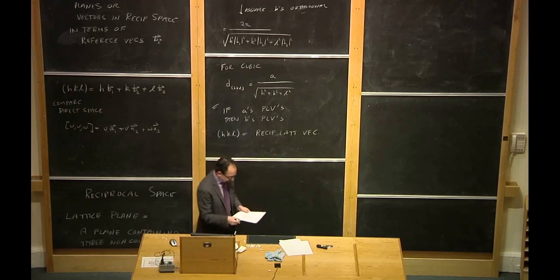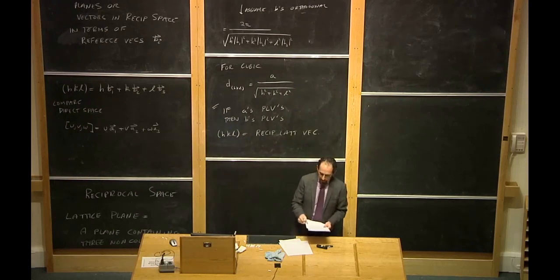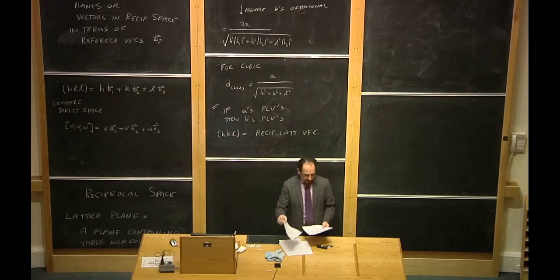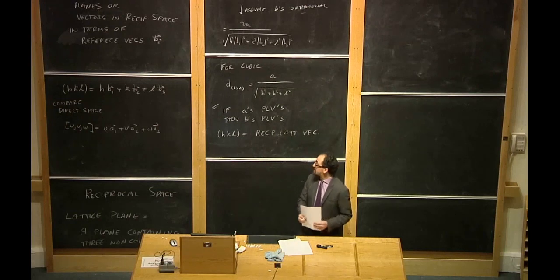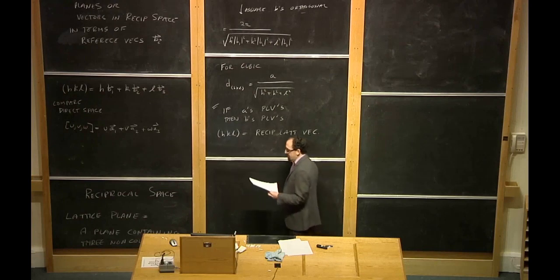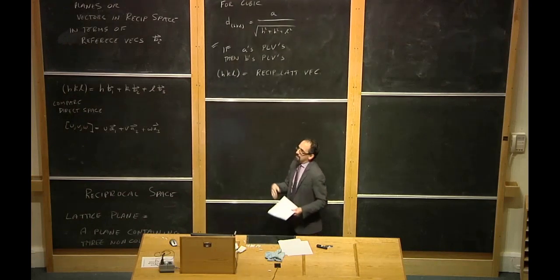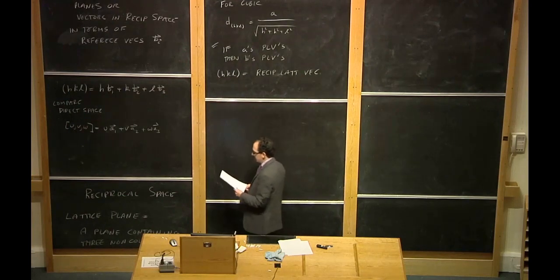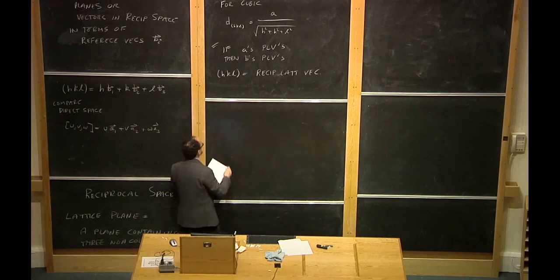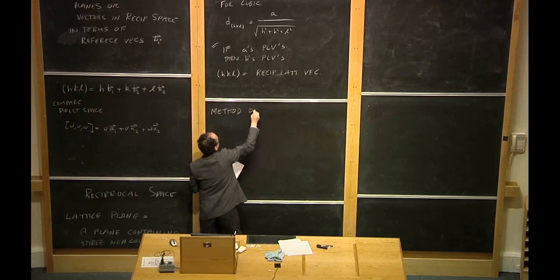Okay? All right. So supposing someone hands you a set of planes and asks you for the Miller indices, that sounds like it might be hard to figure out, but in fact, there's an easy way to figure out geometrically what the Miller indices are for a set of planes. And this is known as the method of intercepts.